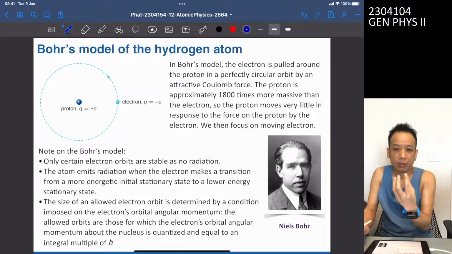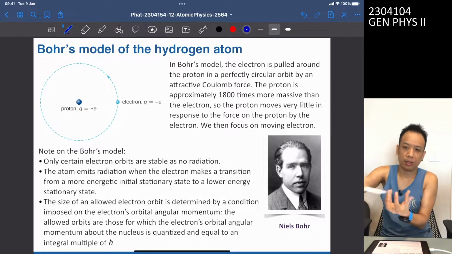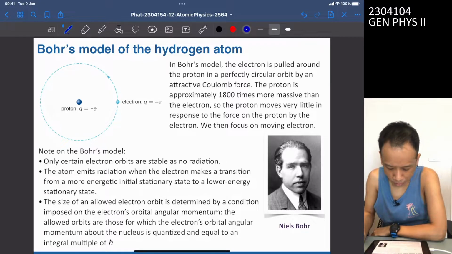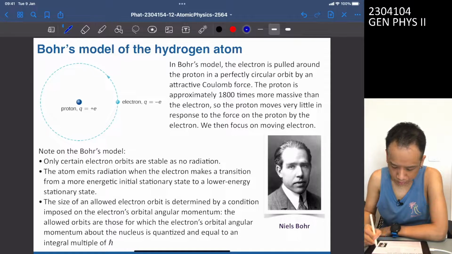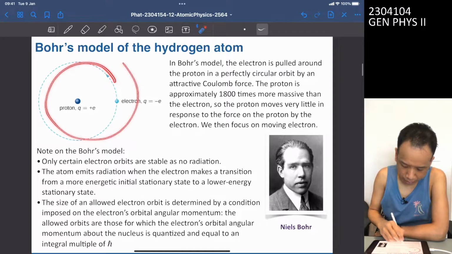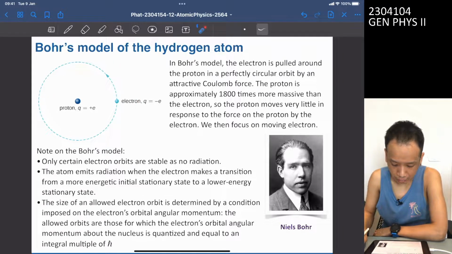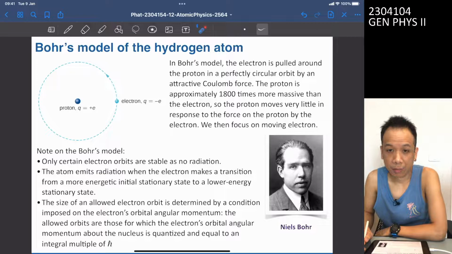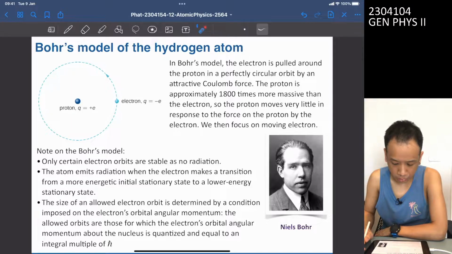So we talk about the sun, and then the earth circulating around the sun. This is the same as the Bohr model. So the electron is pulled around the protons in a perfect circular orbit, attracted by the Coulomb force. Since the proton is much heavier than the electron, the proton moves very little in response to the force on it from the electron. So we focus on the motion of the electron only.